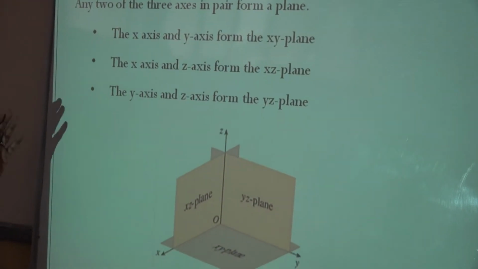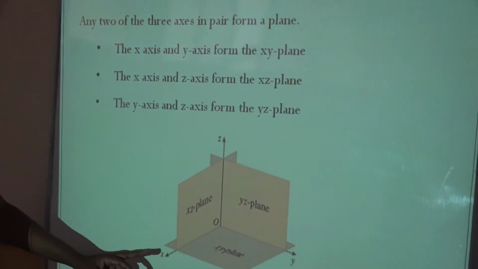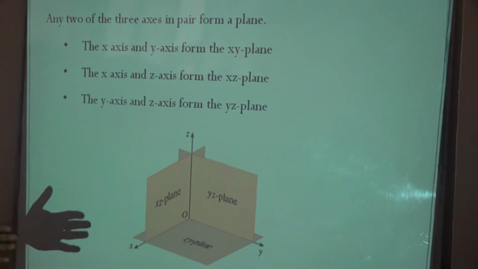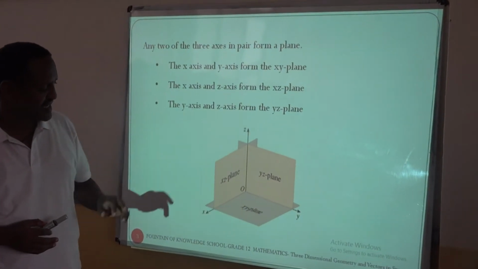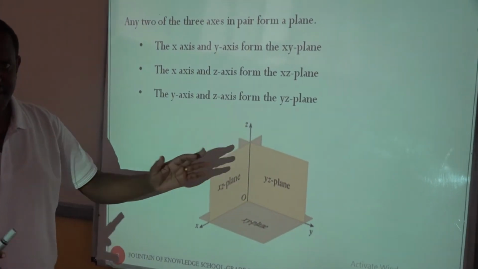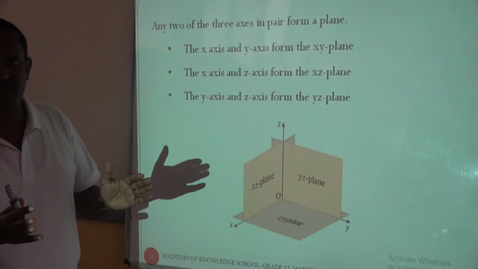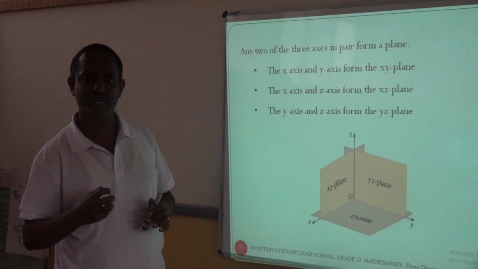And any two of these axes form a coordinate plane. For example, the x and y-axis together form the xy coordinate plane, the x and z-axis form the xz plane, and the y and z-axis together form the yz plane. Therefore, we'll have 3 different perpendicular planes.